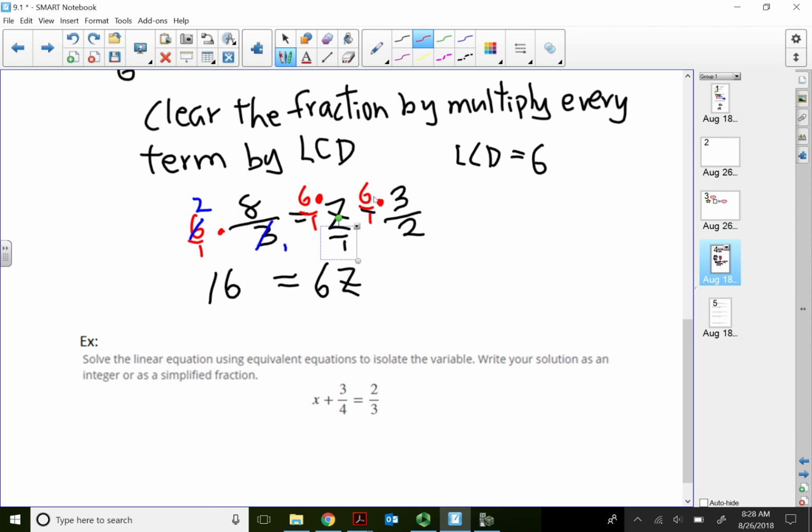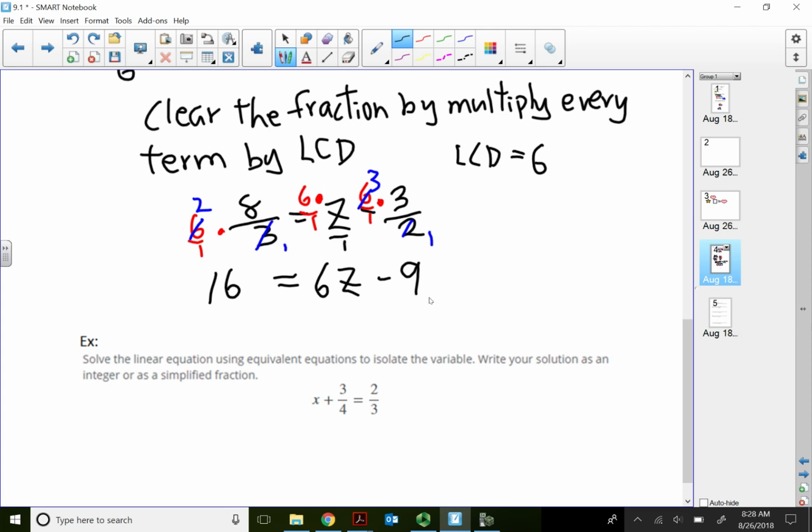6 times z is 6z, because z is actually on the numerator too, being over 1. All right, my LCD 6 times my third term. So top 6, bottom 2 reduce into 3 and 1. So 3 times 3 would just be 9. Sorry, that's a negative 9. So what happened to the denominators is they all become 1. They all got canceled out. And that's the idea. Clear the fraction means cancel out all the denominators, so you only have integers to work with.